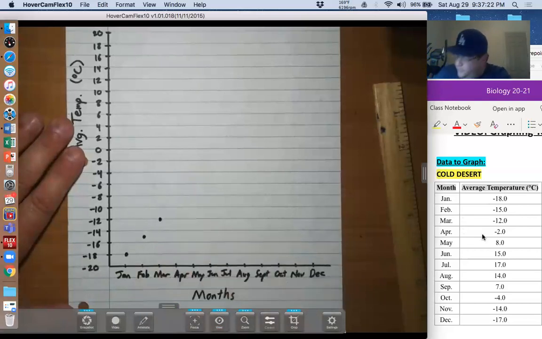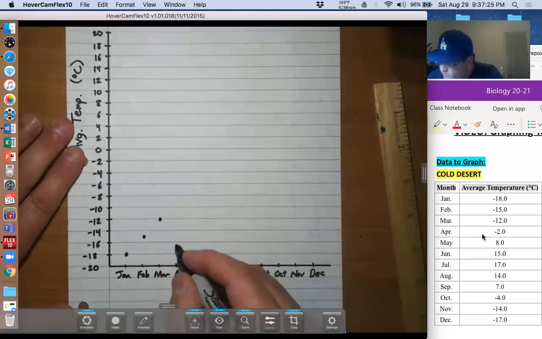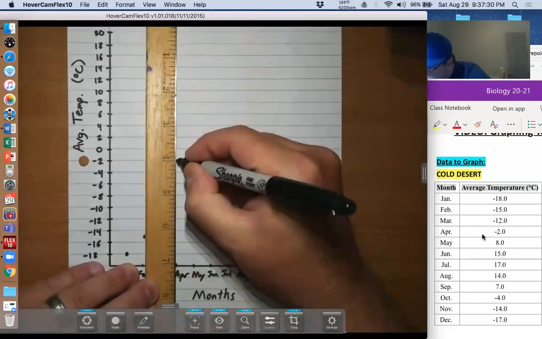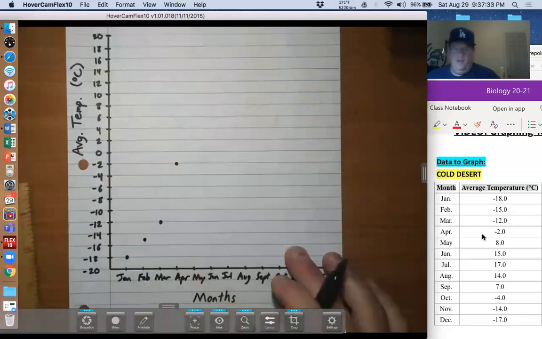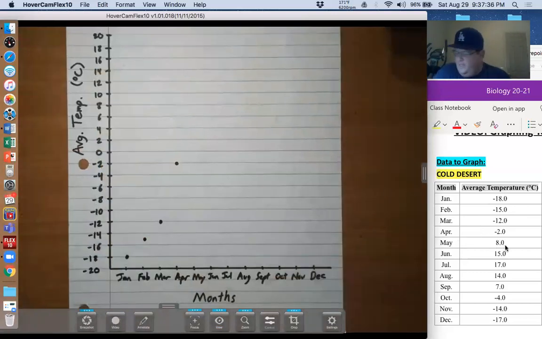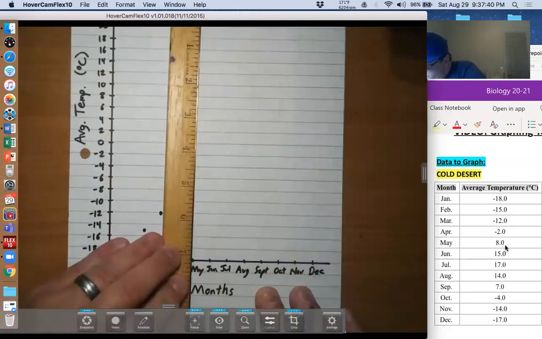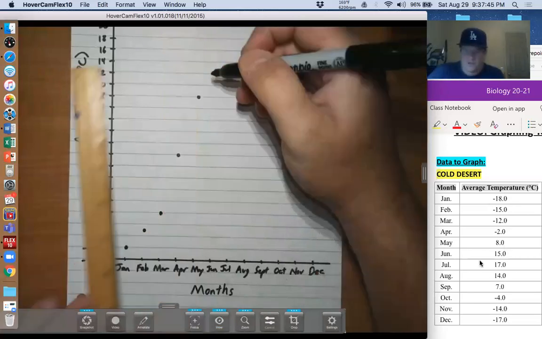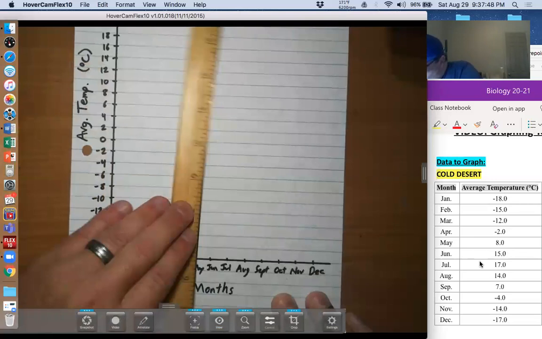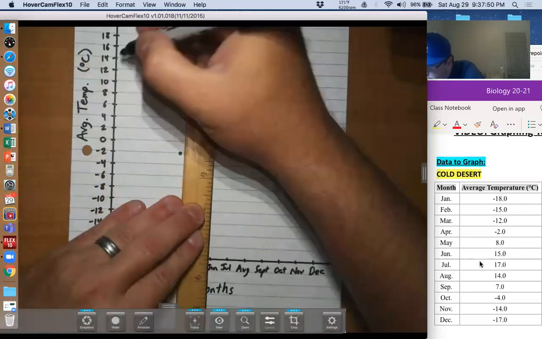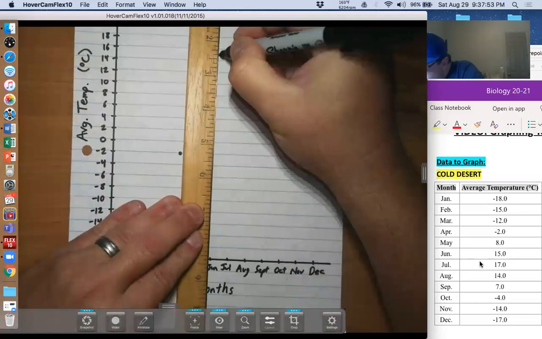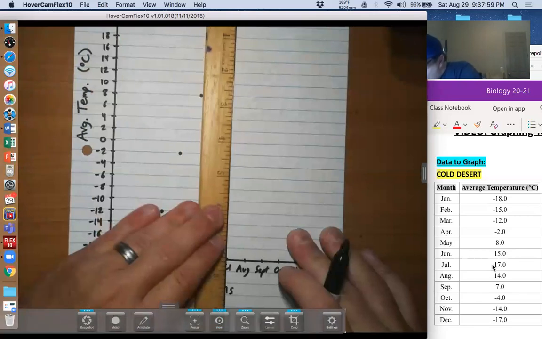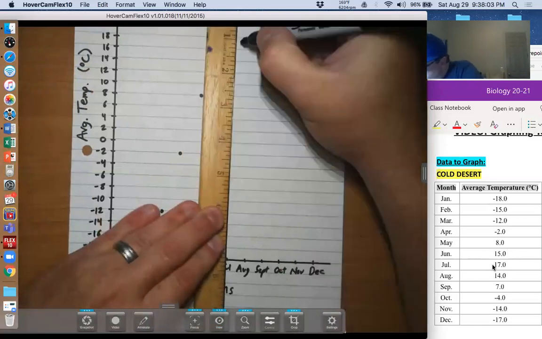All right, April, negative 2. All right, go over to April, negative 2. Now we're getting tricky here. Okay. April, negative 2 is right there. Dot. May is 8. May all the way up to 8. 8 is right here, so dot. June is 15. June right there. 15 would be between 14 and 16, so I'm looking at something right about there. Dot. July is 17. All right, 17 would be between 16 and 18, so dot.